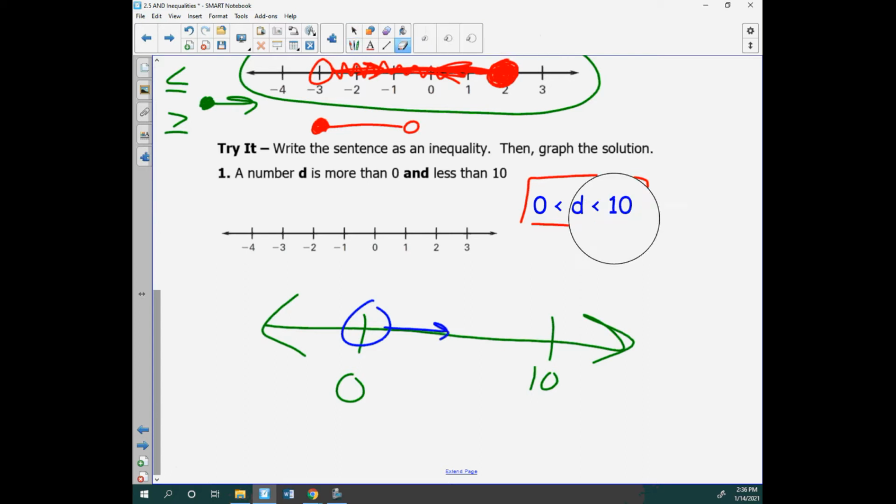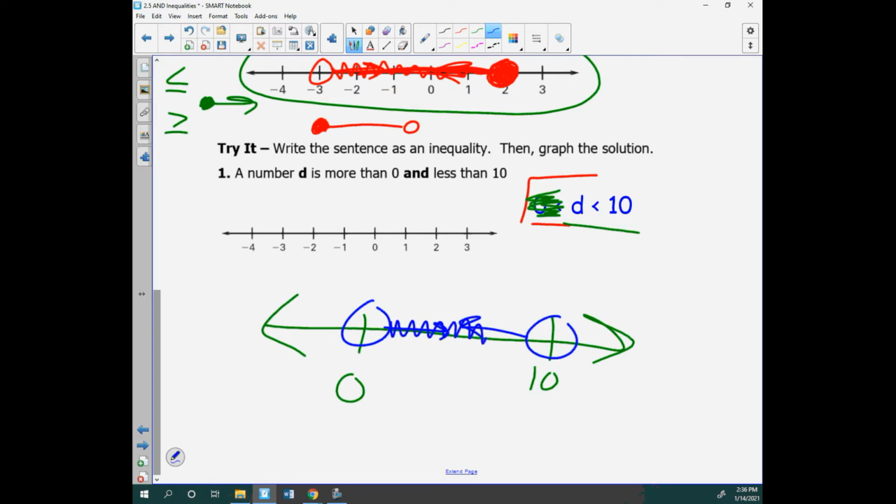That would be a correct graph on that one. Now if I block this first half, and I just said D is less than 10, well that would tell me it's an open circle, headed that way. Turns out that's my answer. It's all the numbers that are in between 0 and 10.